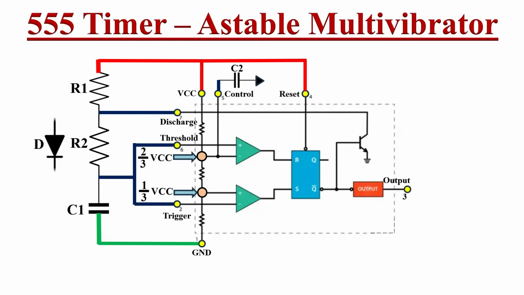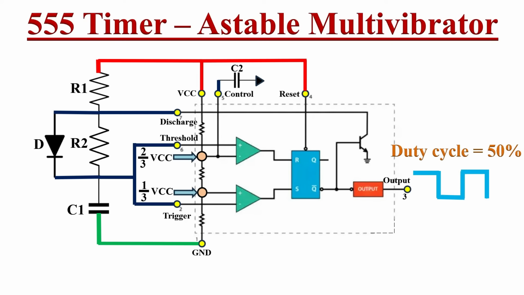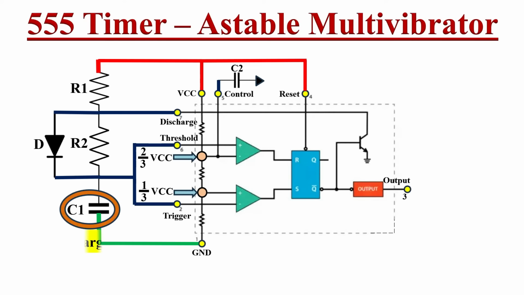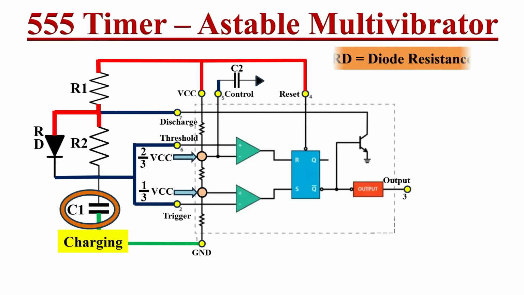If we connect a diode in parallel with resistor R2, we can achieve a 50% duty cycle or even less than 50% duty cycle. So let's see the working of this circuit. During the charging process of this capacitor, this diode D becomes on. Let's say the diode's forward resistance is RD. As we know, the forward resistance RD is less than R2.